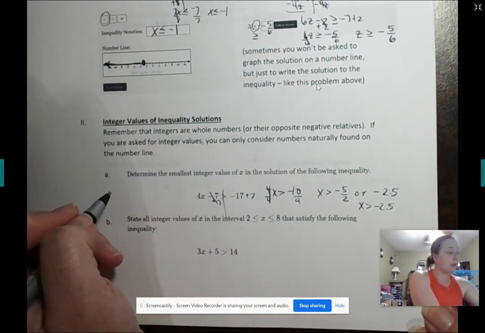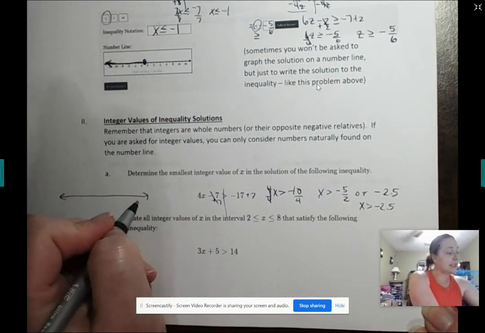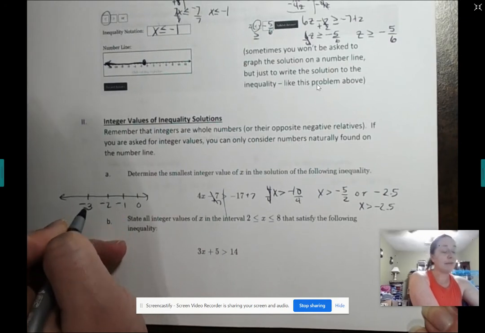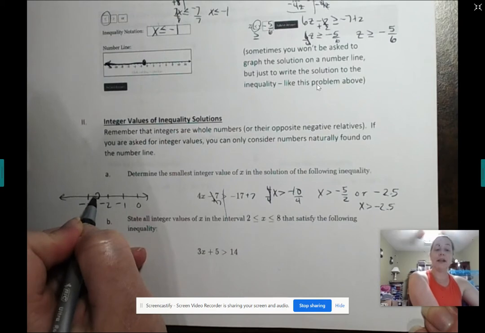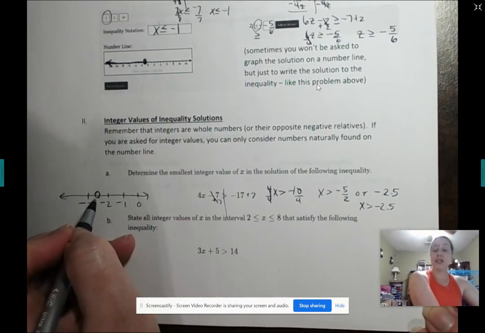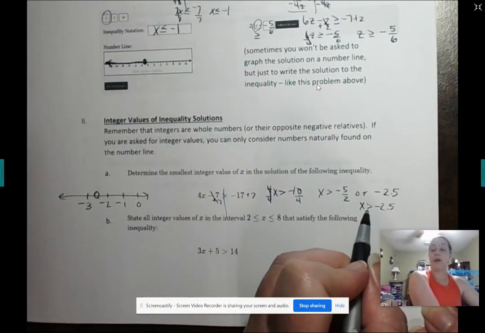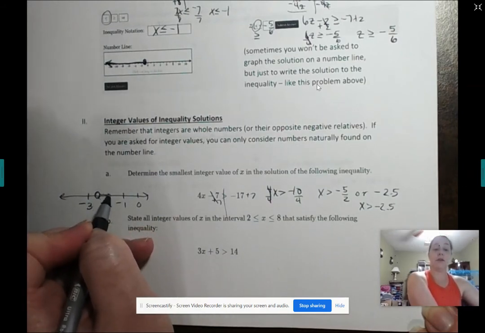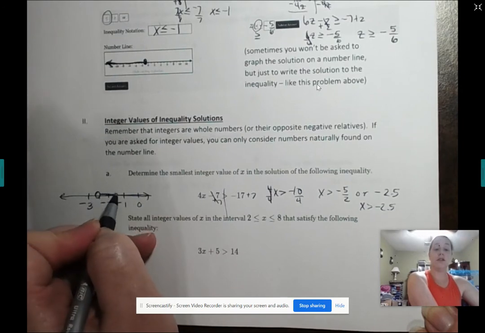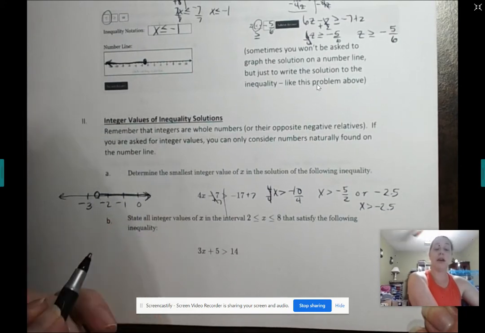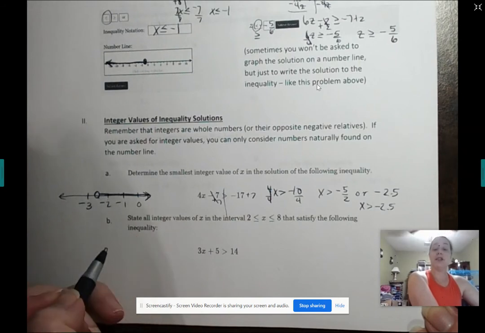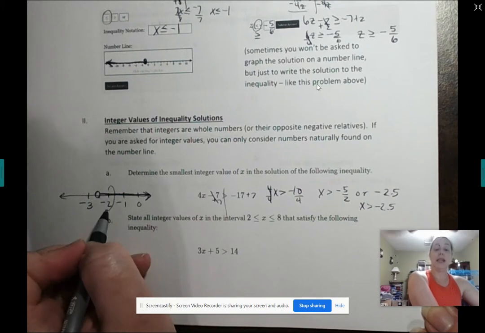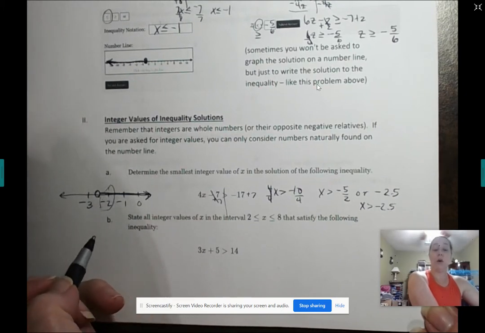So if you think about the number line, let's just say that we were graphing this. I'm going to start with 0. -2.5 would be right here. It's not an actual solution. It's just the boundary of where all the greater than this value solutions are found. So I'm going to show that all my solutions are to the right of that -2.5 value. What is the smallest integer that I see first in that solution? And that would be any of these numbers on the number line that are whole.